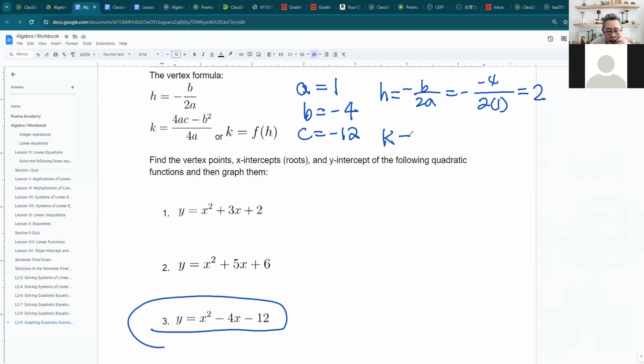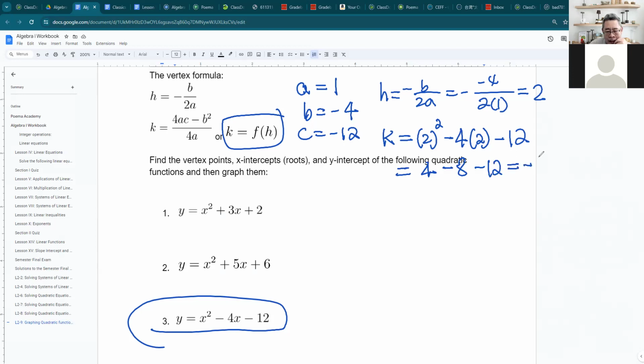K, now if I'm using the function form, I just plug in 2. So that'd be 2 squared minus 4 times 2 minus 12, and that equals 4 minus 8 minus 12. That gives us negative 16, right? So this point is our vertex, the point is 2 and negative 16.